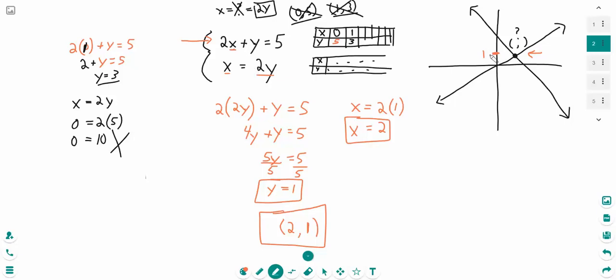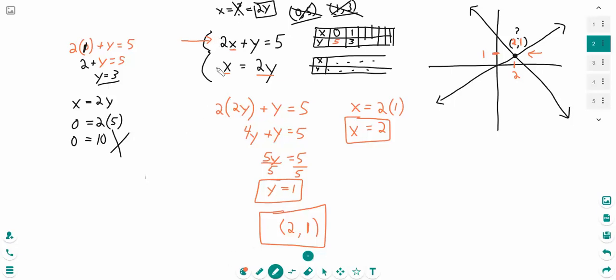All right, so it's right at y is equal to 1, x is equal to 2. And actually, my graph was pretty much right there. Okay, not bad. So it's at that point (2, 1). All right, so again, just real quick recap.